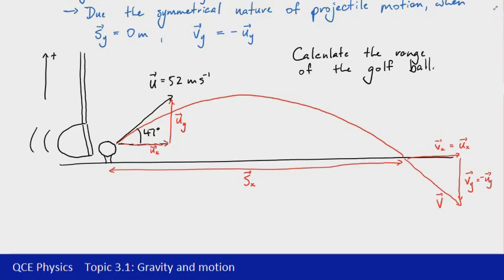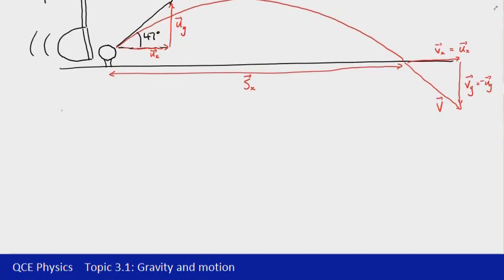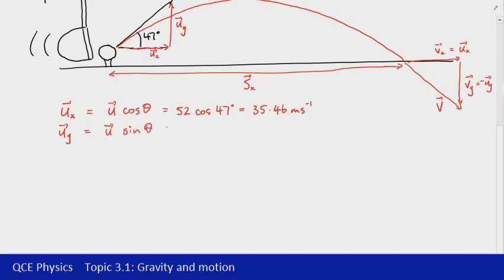To go through and solve this particular question, we first need to resolve the initial velocity. Ux is going to be equal to U cos theta, so that's 52 cos 47, which is equal to 35.46 meters per second, and Uy is going to be equal to U sine theta, so 52 sine 47 degrees, and that gives us a value of 38.03 meters per second.